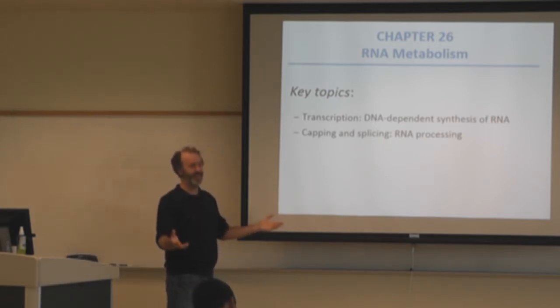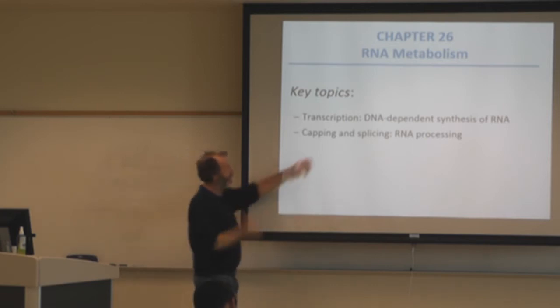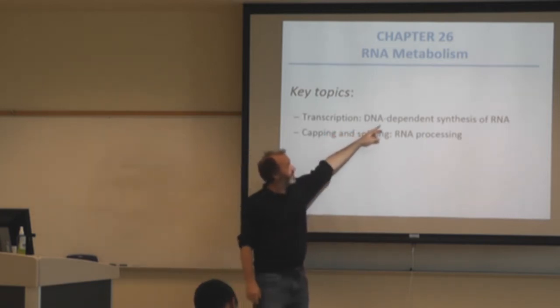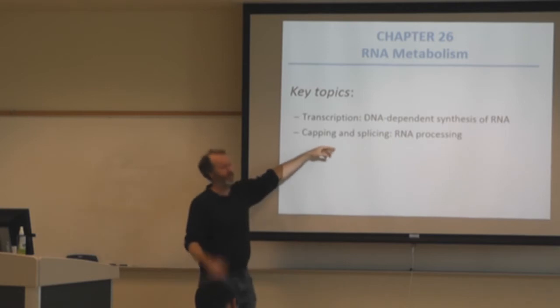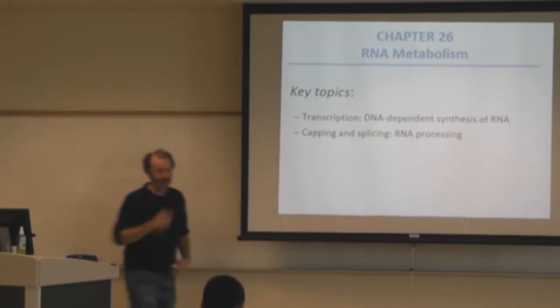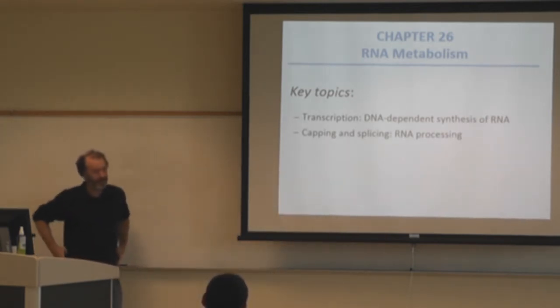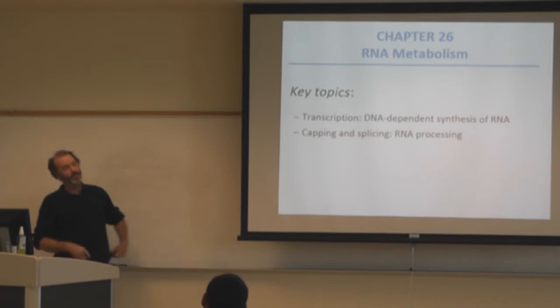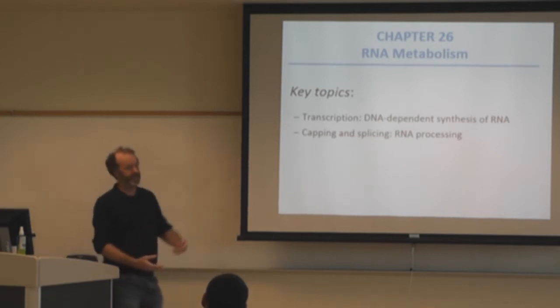DNA makes DNA with a DNA template. RNA polymerase makes RNA with a DNA template. Capping, we're going to learn about capping and splicing and RNA processing. And then at the end, we actually talk about enzymes that use RNA as a template to make DNA.